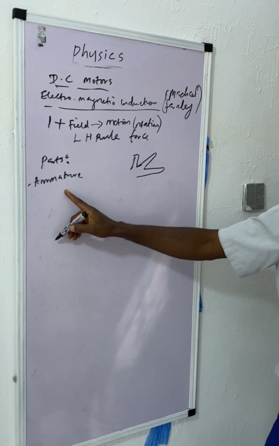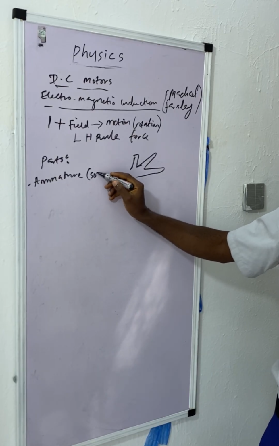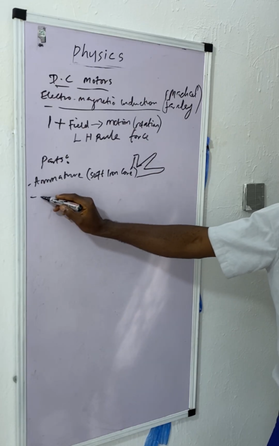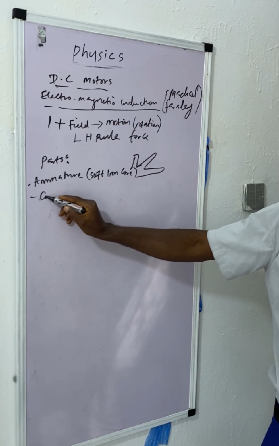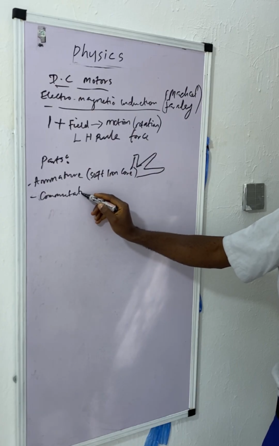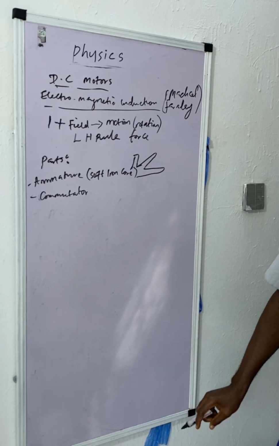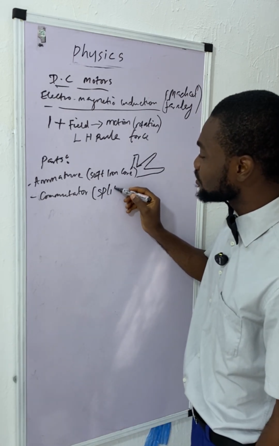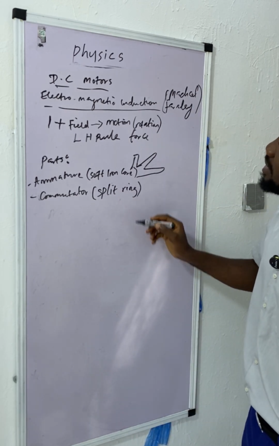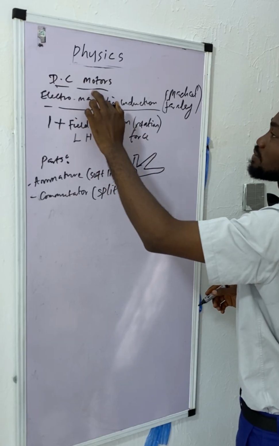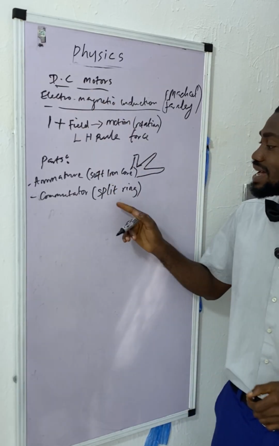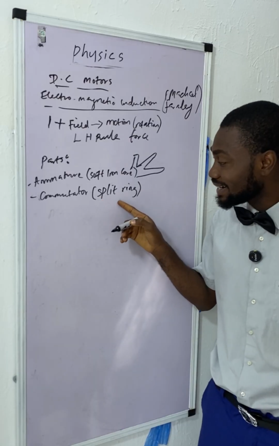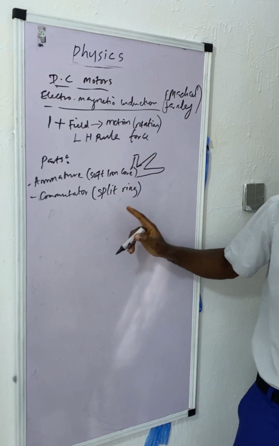All right, which is made up of what? The armature is made up of soft iron core. Number two, we have something called commutator. The type of commutator we have here is split ring. But in AC motor, alternating current motor, we have slip ring. In direct current motor, we have split ring. In AC, we have slip ring.